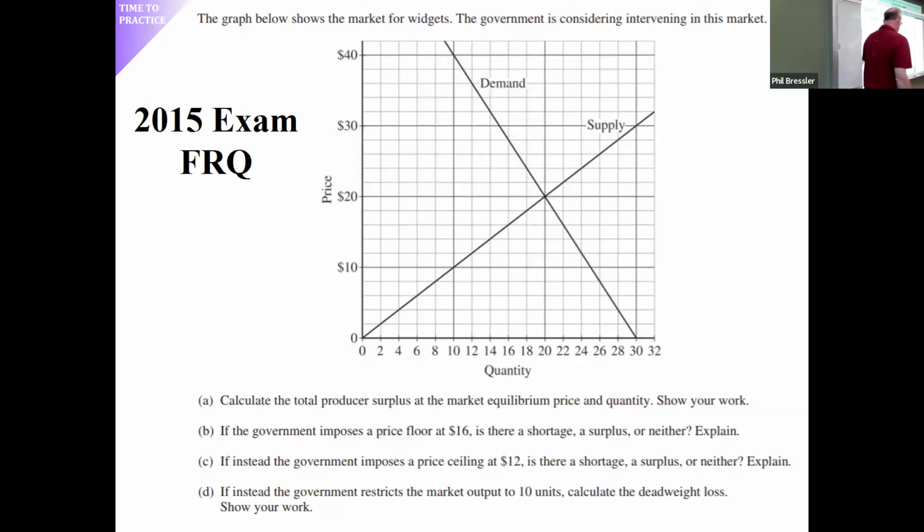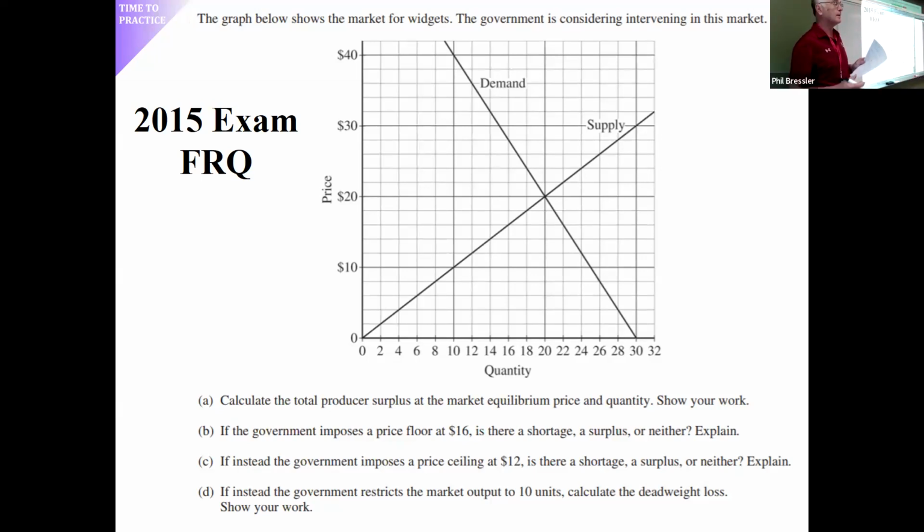Okay. Now, the third thing, if instead the government imposes a price ceiling at 12, John, is this price ceiling binding? Yes, it's below the equilibrium, so it's binding. All right, now at 12, John, is it going to cause a shortage or a surplus? A shortage. A shortage, right? And you could explain that quantity demanded is greater than quantity supplied. Are we good on those three?